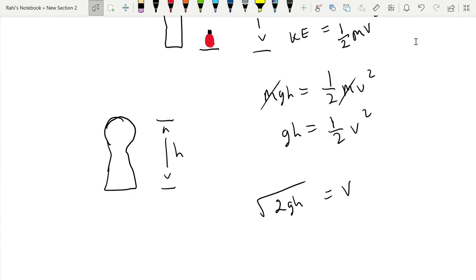So that is why water towers, this is your water tower right here, have to be really tall. They have to have a really big h, because the bigger the h, the larger the velocity that is going to come out of your hose or out of your faucet. So that's why water towers, for example, have to have a really big height.